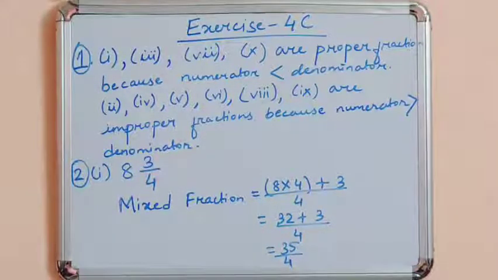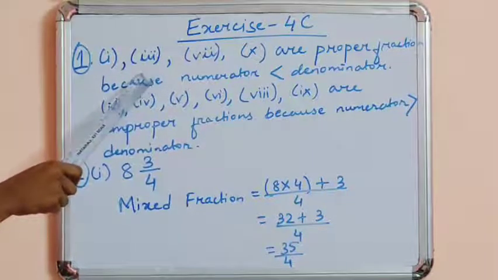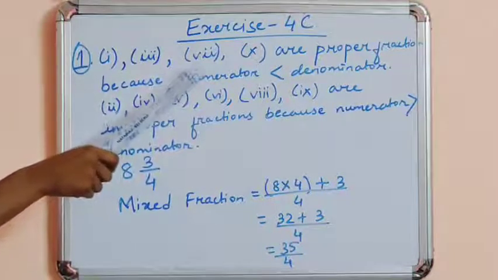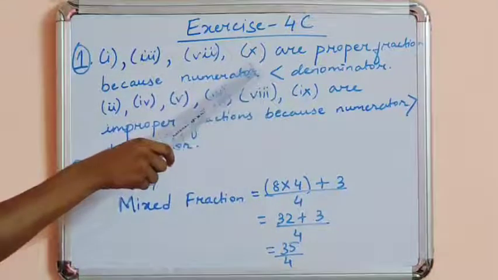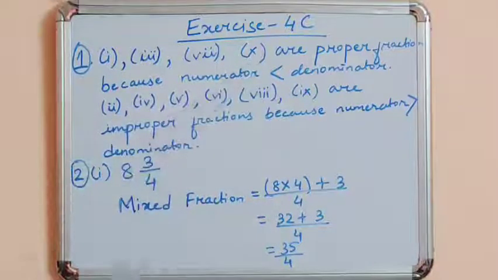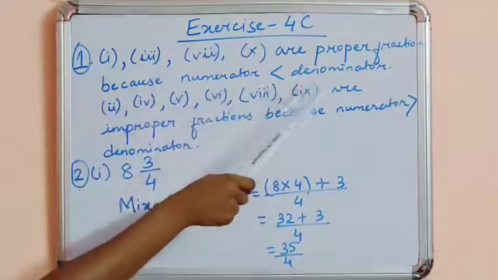So I'm just writing all the proper fractions together and all the improper fractions together. So number 1, 7 by 9. Number 3, 18 by 25. Number 7, 56 by 57. And number 10, that is 100 by 101. They are all proper fractions because numerator is less than the denominator.